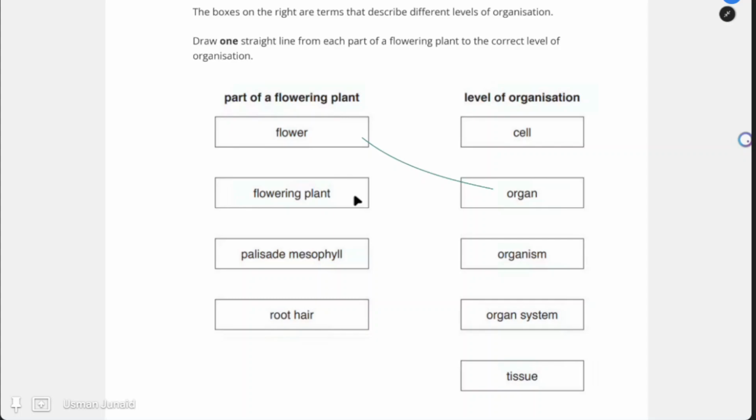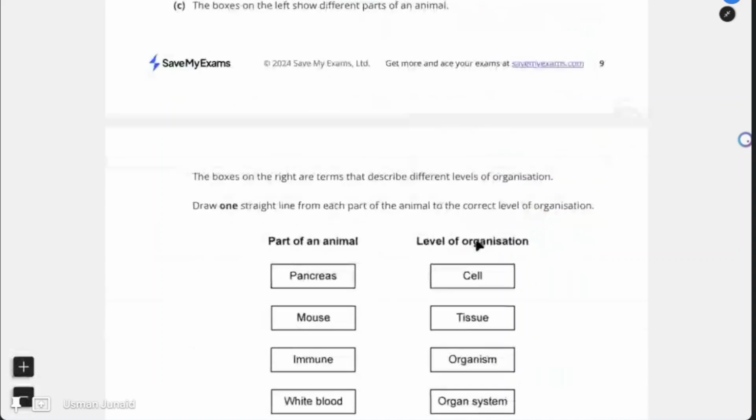What's a palisade mesophyll cell? Is it a cell? Is it an organism? Is it an organ? Is it a tissue? It is a cell. Yes, it is a cell. And what about root hair? Is it a cell? Is it an organ? Is it an organ system, organism, tissue? It's just the root hair cell. So it's a cell, right? We just read this.